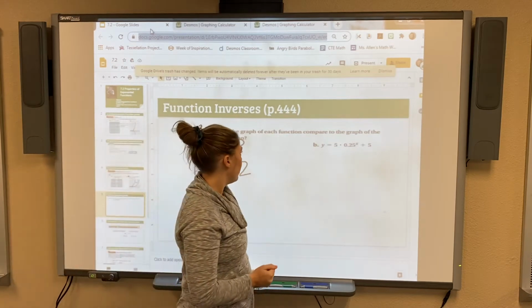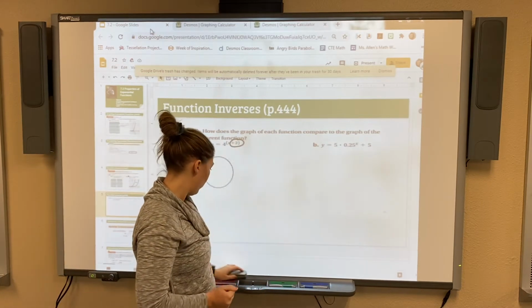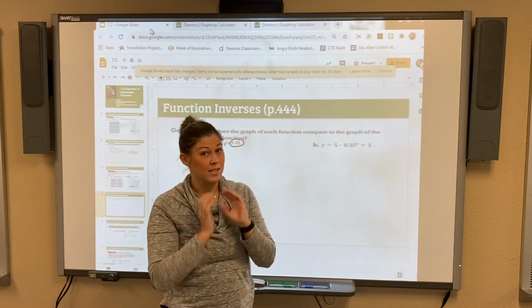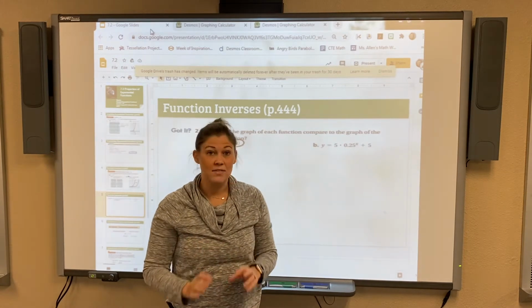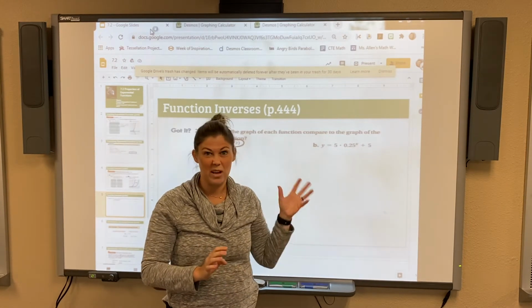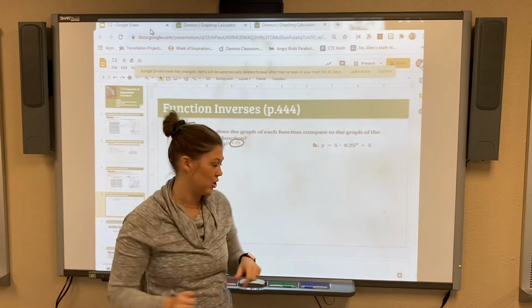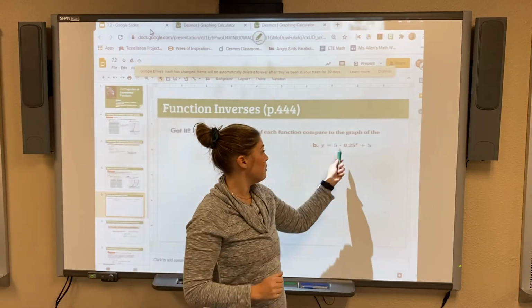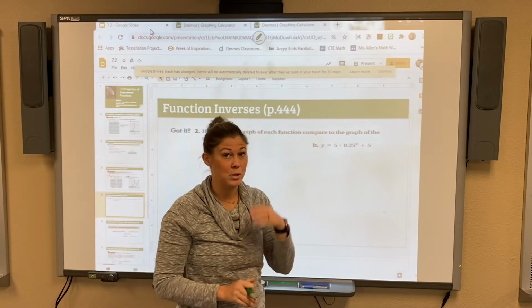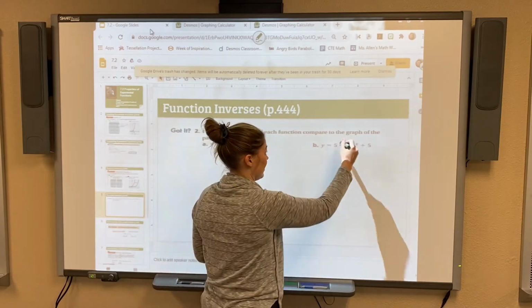Okay, here we have y equals 5 times 0.25 to the x plus 5. Okay, so this is kind of one we haven't seen before in this section. This b, 0.25, is between 0 and 1, so we should know this is a decay.